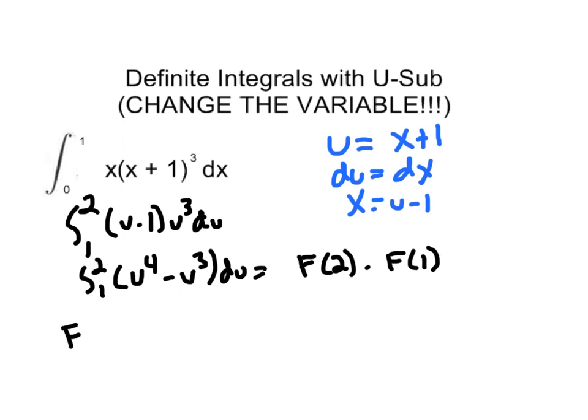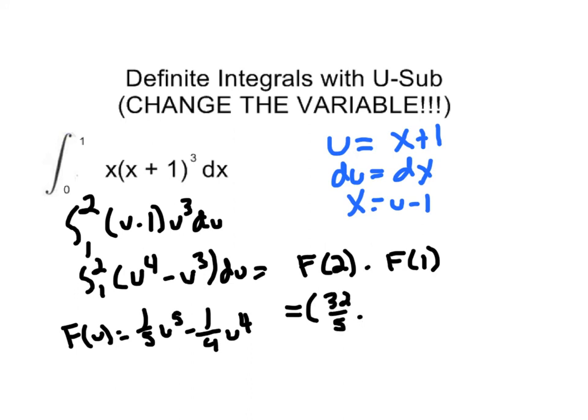What's big F? Big F of u is going to be equal to 1/5 u to the 5th minus 1/4 u to the 4th. Plug everything in. I get the integral evaluated as 32/5 minus 4 minus 1/5 minus 1/4.